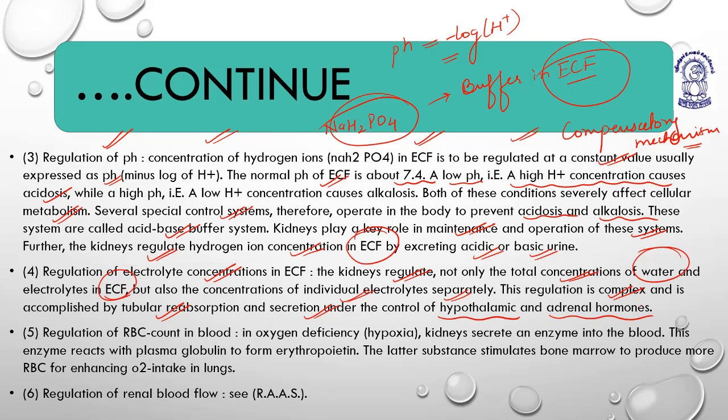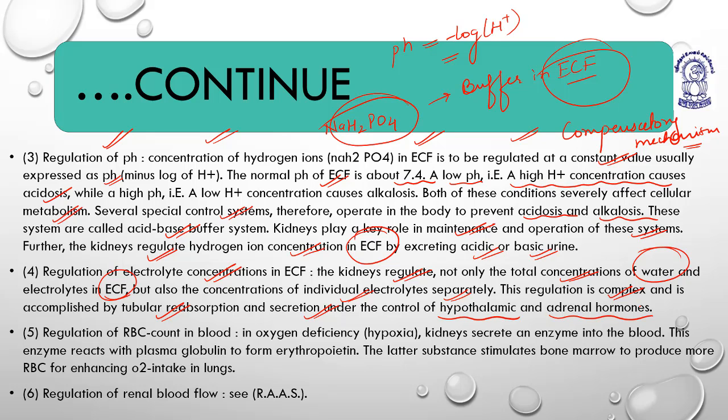Uric acid is 0.7 grams per deciliter. Porphyrin is 50 to 300 micrograms per deciliter. Creatinine 1.6 grams per deciliter. Creatine 0.1 grams per deciliter. Urea 30 grams per deciliter.